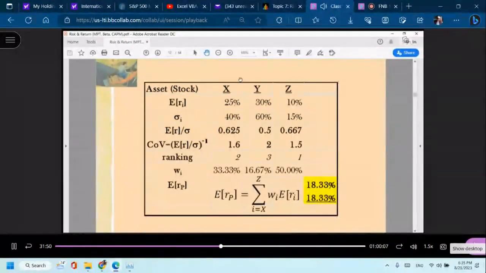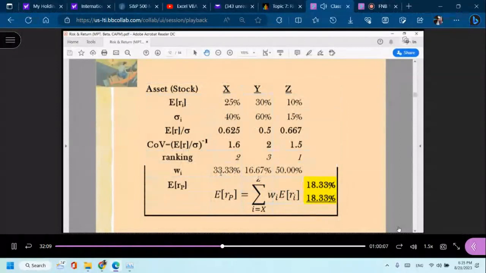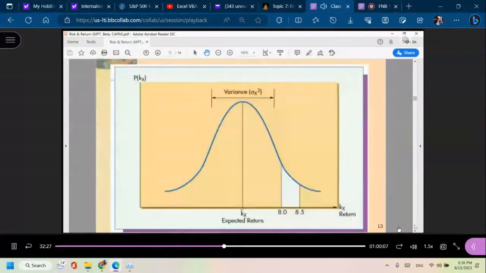But this is the portfolio return. Remember this example, you have three stocks in your portfolio, X, Y, and Z, and then the expected returns of each stock. And we determine the weights. So we decided to put 33% in X, 50% in Z. And what is the expected return on the portfolio? It's the weighted average: this times this, plus this times this, plus this times this. And that's the portfolio return.